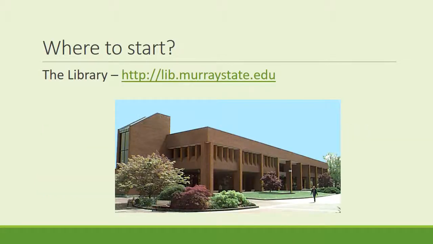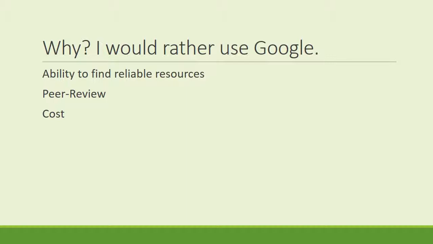When you are doing any academic research, the best place to start is the library. I know you say that I'm biased because I'm a librarian and you would rather just use Google. It's there, it's easy, but there's a catch. What is the quality and the cost of the results you receive?